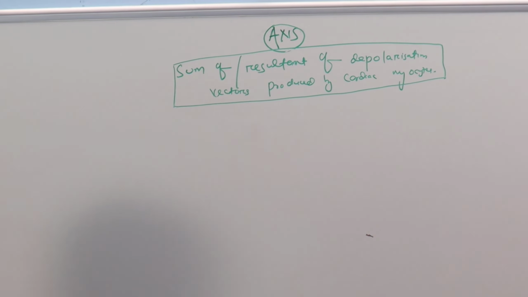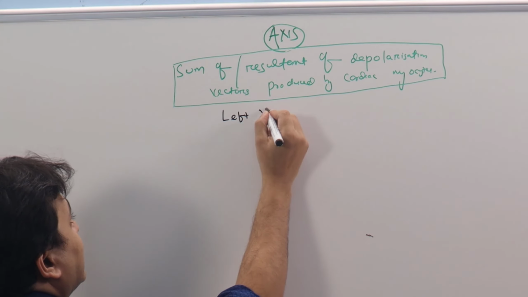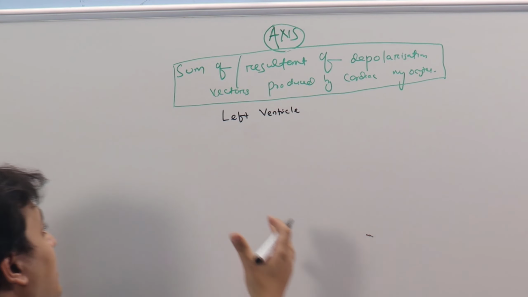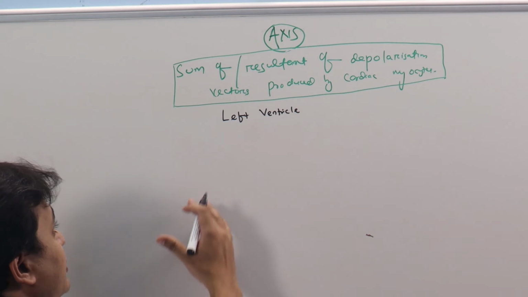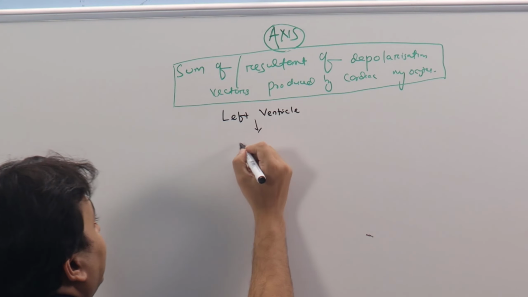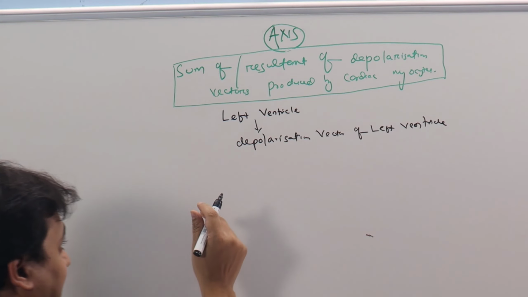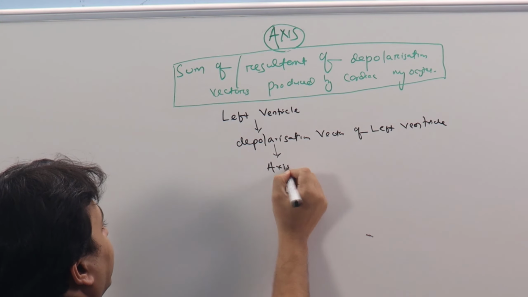But clinically, the majority of the heart's work is done by the left ventricle, right? Because the left ventricle is exposed to the systemic pressure, which is very high. So approximately 80% of the work of the total heart is done by the left ventricle. So the depolarization vector of the left ventricle will be called the axis of the heart, right?